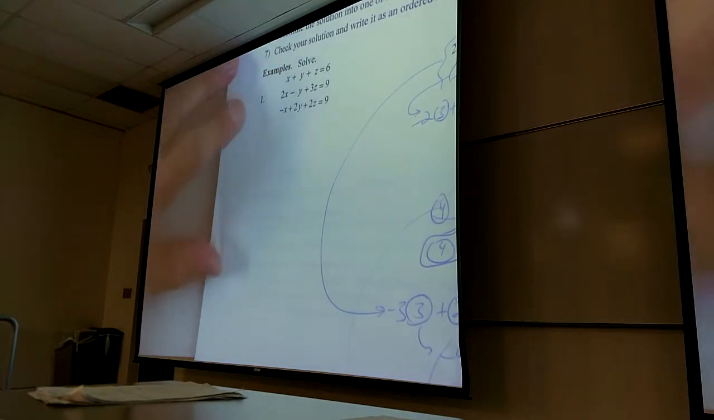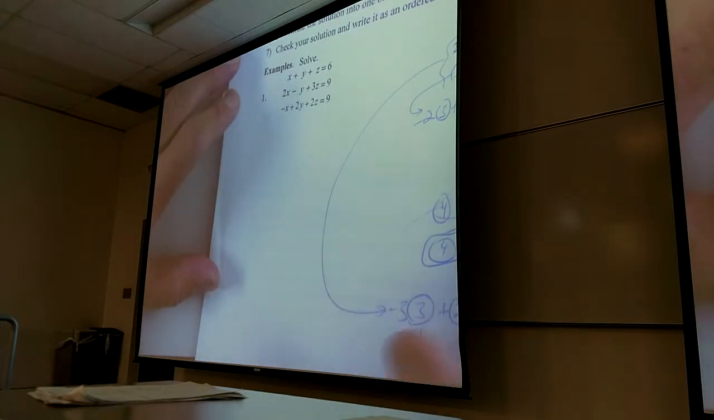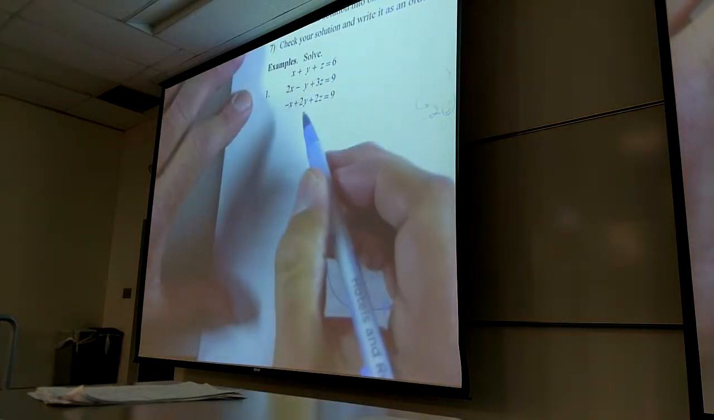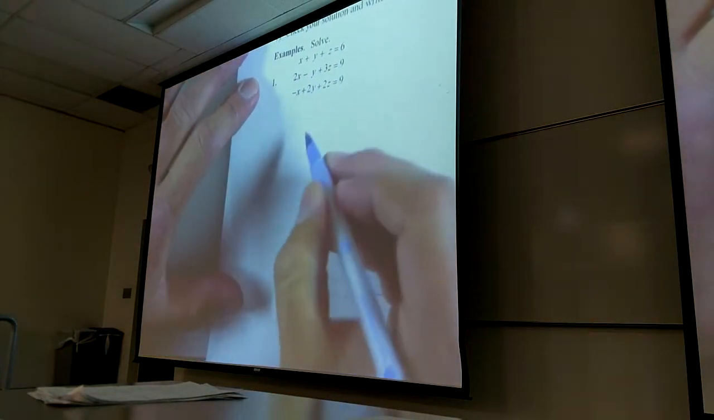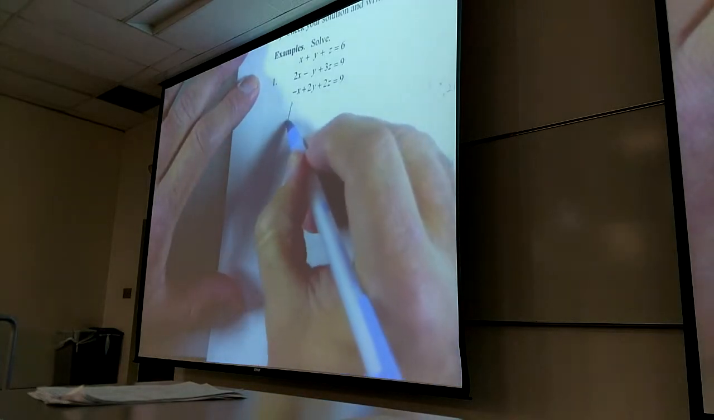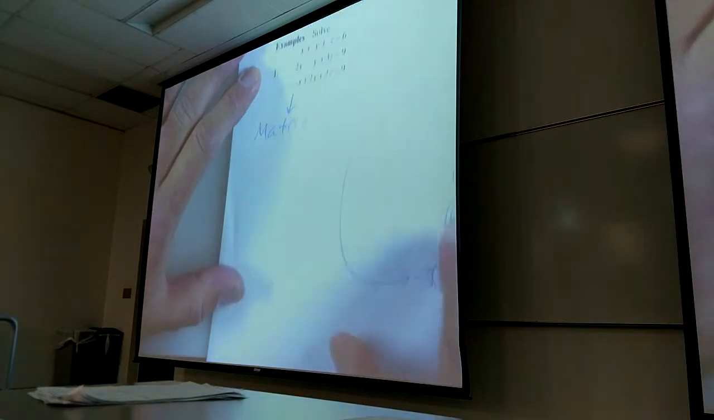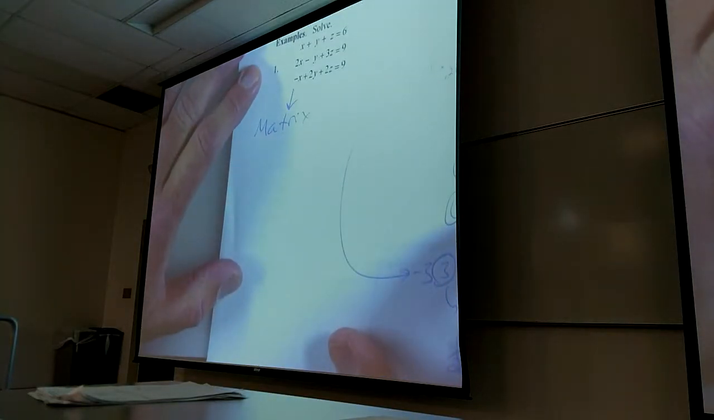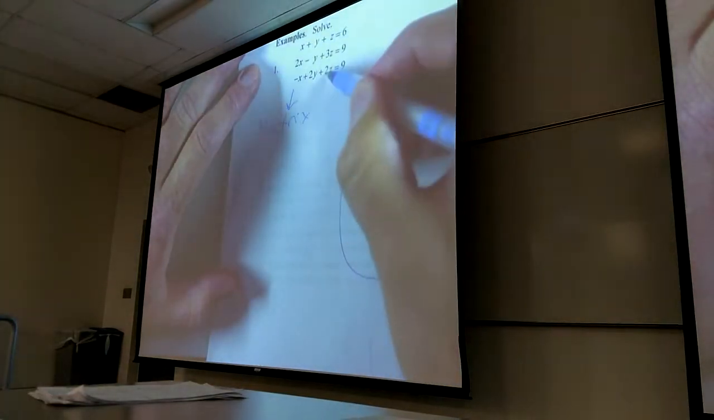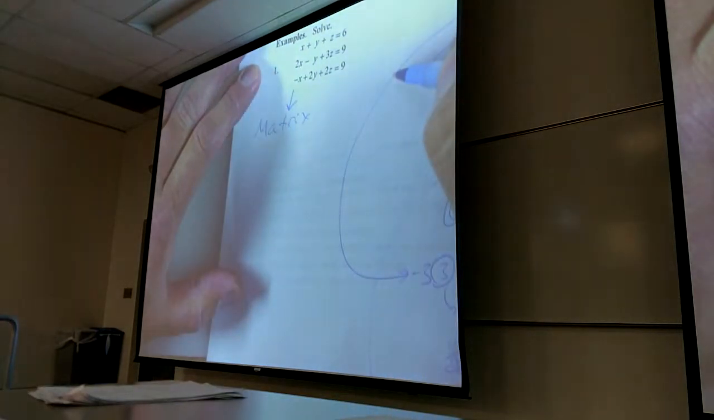Your work ain't, I push this button and this happened. No. But it's a nice way to check your work. So here's how this kind of gets developed. I want to change this into a matrix. I just focus on the coefficients. I make sure everything's lined up. X's, Y's, Z's, numbers on the other side, right? And then it doesn't matter.